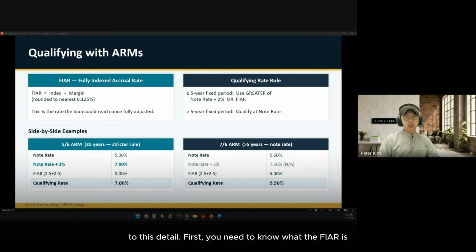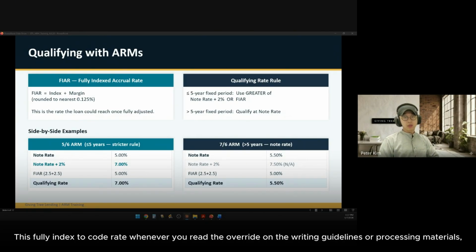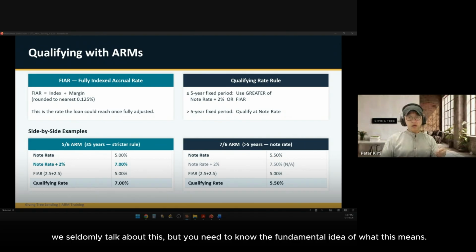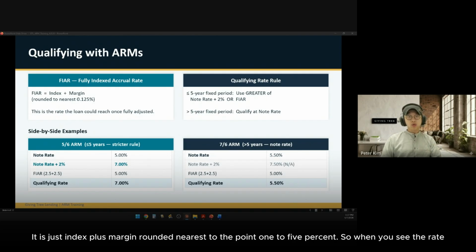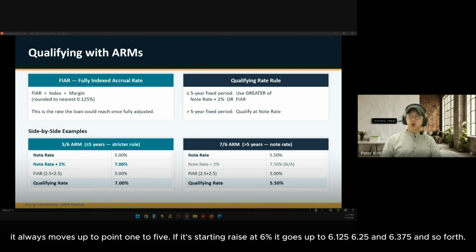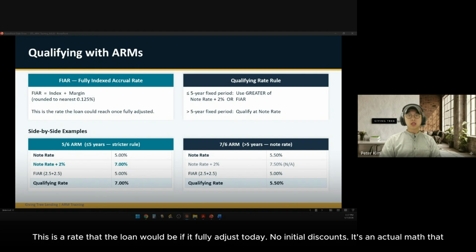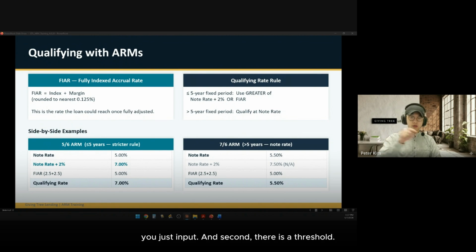First, you need to know what the FIAR is, the fully indexed accrued rate. Whenever you read the underwriting guidelines or processing materials, we seldom talk about this, but you need to know the fundamental idea of what it means. It is just index plus margin, rounded to the nearest 0.125%. So the rate always moves in increments of 0.125. If the starting rate is 6%, it goes up to 6.125, 6.25, 6.375, and so forth. This is the rate the loan would be if it fully adjusts today. No initial discounts, it's the actual math that you just input.